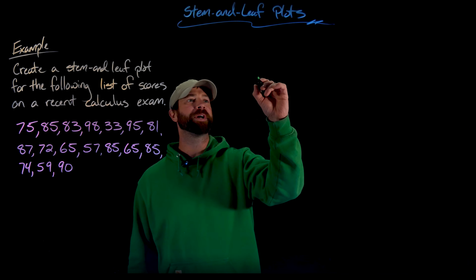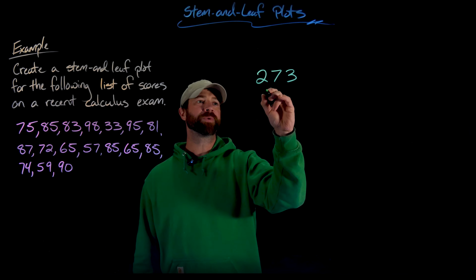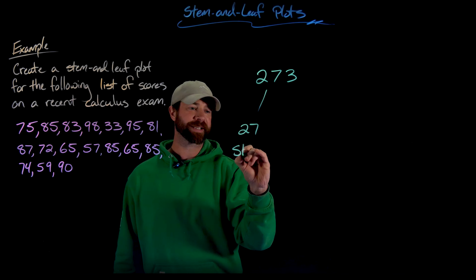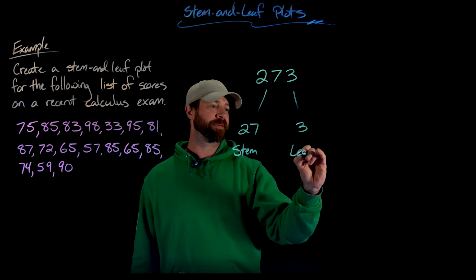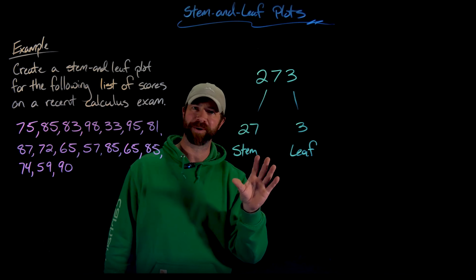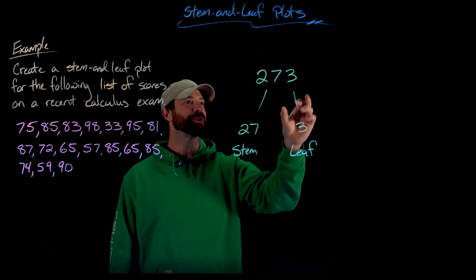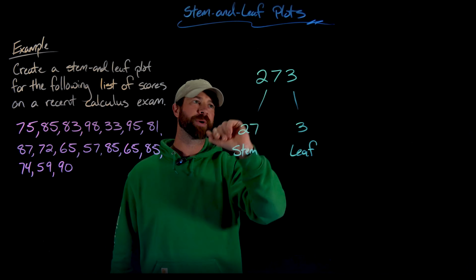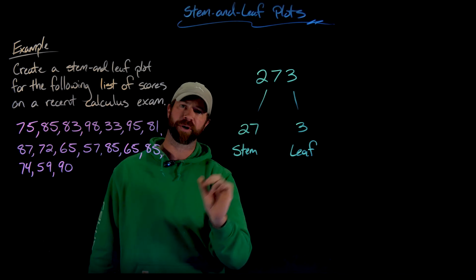If we had a number like 273, we would take the 2 and the 7, or 27, and we would call that the stem of this data point, and we would call the 3 the leaf. Don't get too caught up in this concept of stem versus leaf at all. It's not really that important. You just need to know how to organize this data with this concept. Again, this last digit becomes the leaf. So no matter how many numerals or digits you have, you take the last digit, that's the leaf, and everything else will be called the stem.